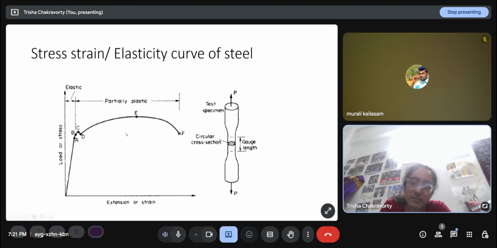This is a continuous curve, but when we carry out an experiment, we will get some discrete points which we will join to get the nature. And these A, B, C, D, E, F are the special points. This is the elastic region, this is the partially plastic region. It's corresponding to C and D.